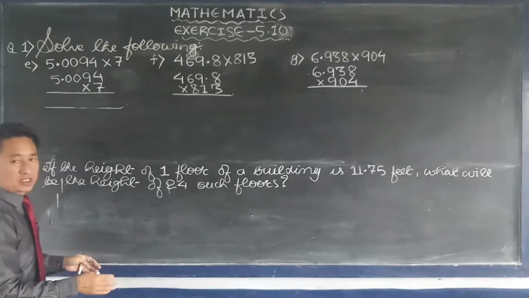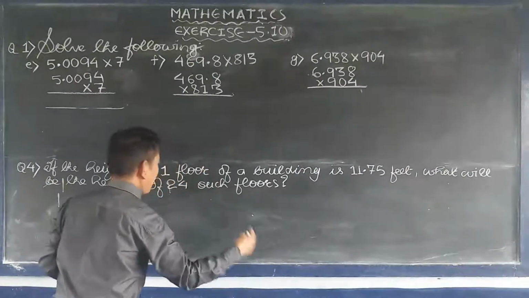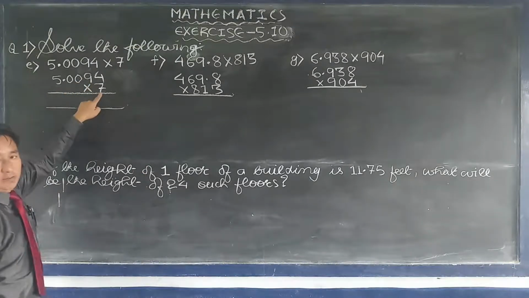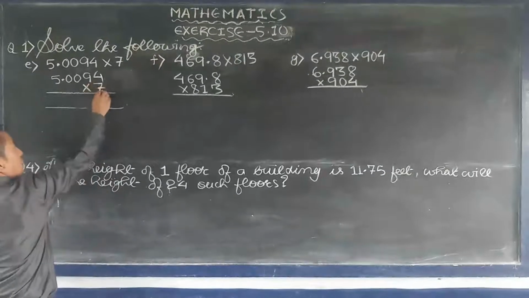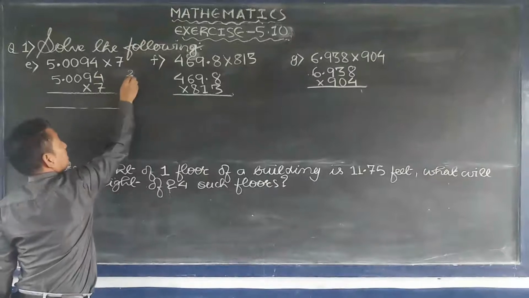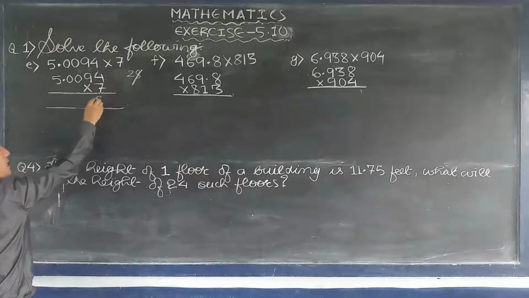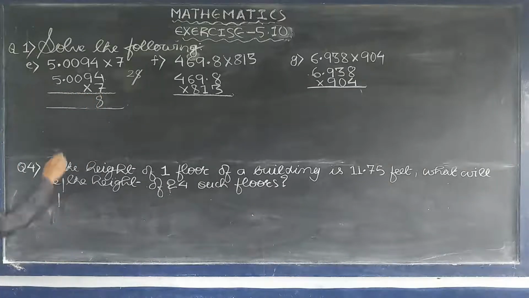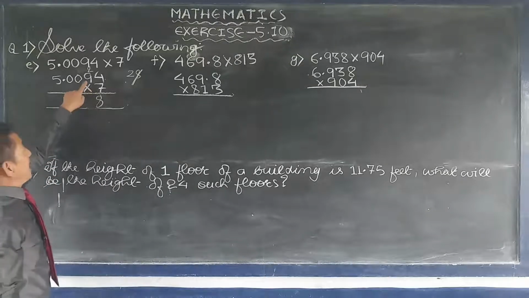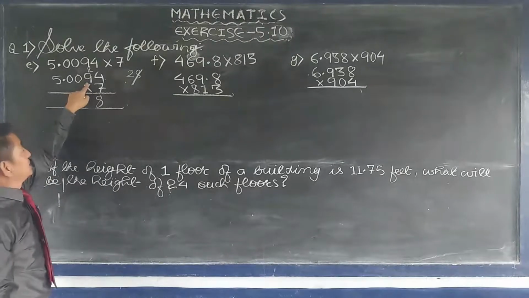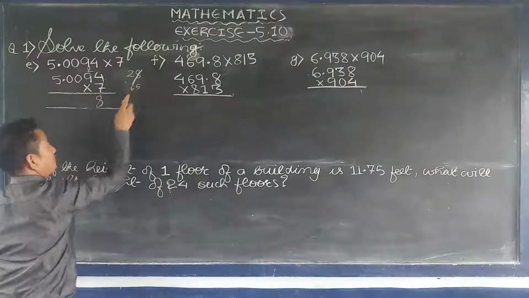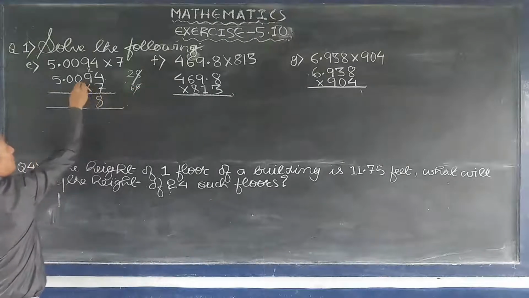In multiplication, we always start from the right hand side. So 5.0094 is multiplied by 7. First 4 is multiplied by 7. 7 4s are 28. We'll put this 8 and write it here straight, and this 2 will carry on here. 7 9s are 63. 63 plus 2, 65. We'll write here 65. We'll write this 5 here straight.